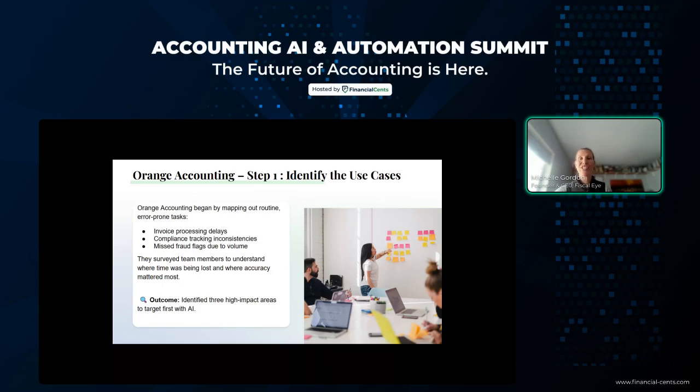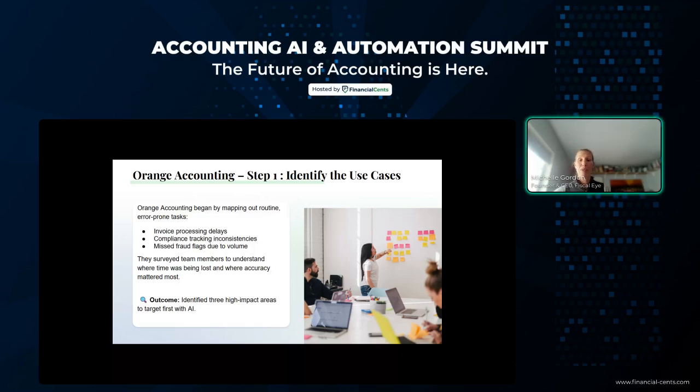Starting with step 1, identifying use cases. Orange Accounting didn't start with tools. They started with problems, their biggest pain points. They sat down with their team and mapped out where time was being lost, where bottlenecks were happening, and where mistakes were most common. These pain points stood out. Invoice process delays, compliance tracking inconsistencies, and fraud flags were being missed, not because the team didn't care, but because the volume of the transactions made it almost impossible to catch subtle patterns in time.